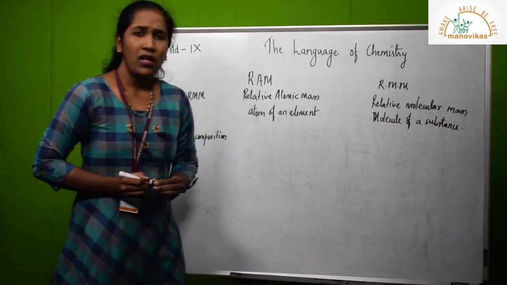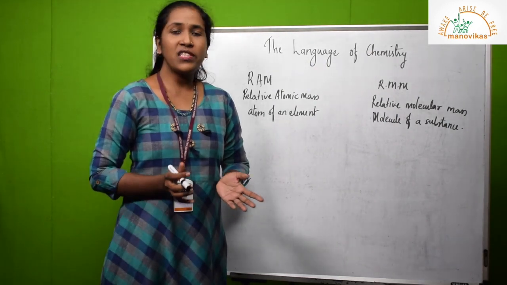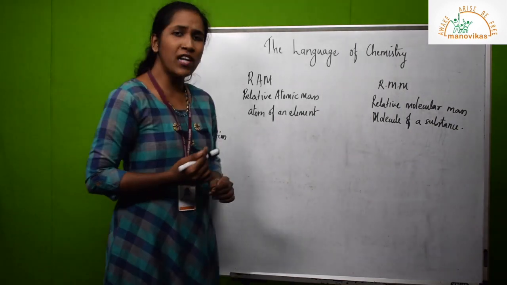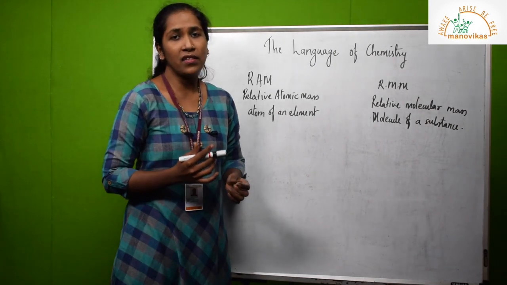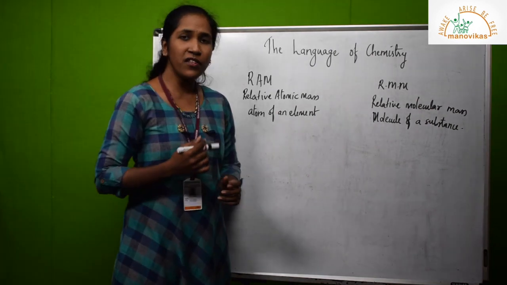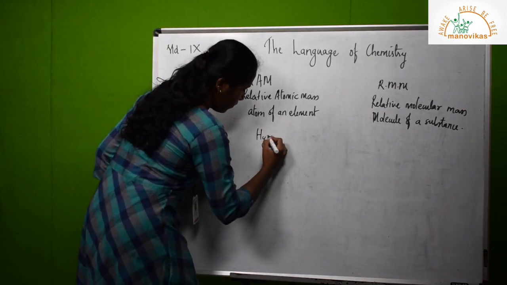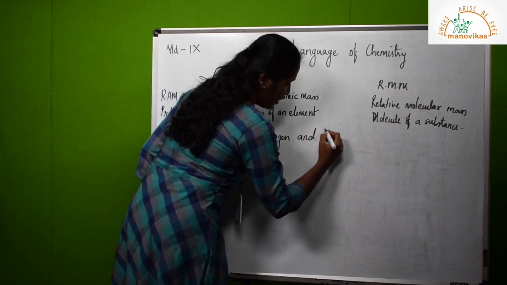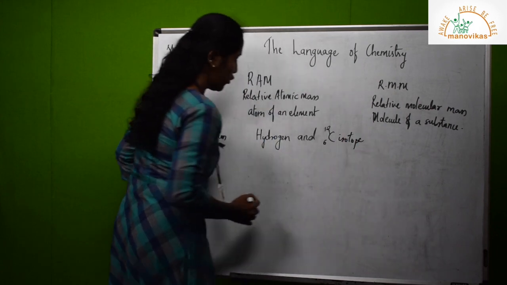Now, an atom is very small. It's beyond our imagination, so it's impossible to find the weight of an atom. So here we try to compare it. When we are trying to compare it, we call it relative mass. Here we are trying to compare it with hydrogen and the C12 isotope, that is the carbon isotope.